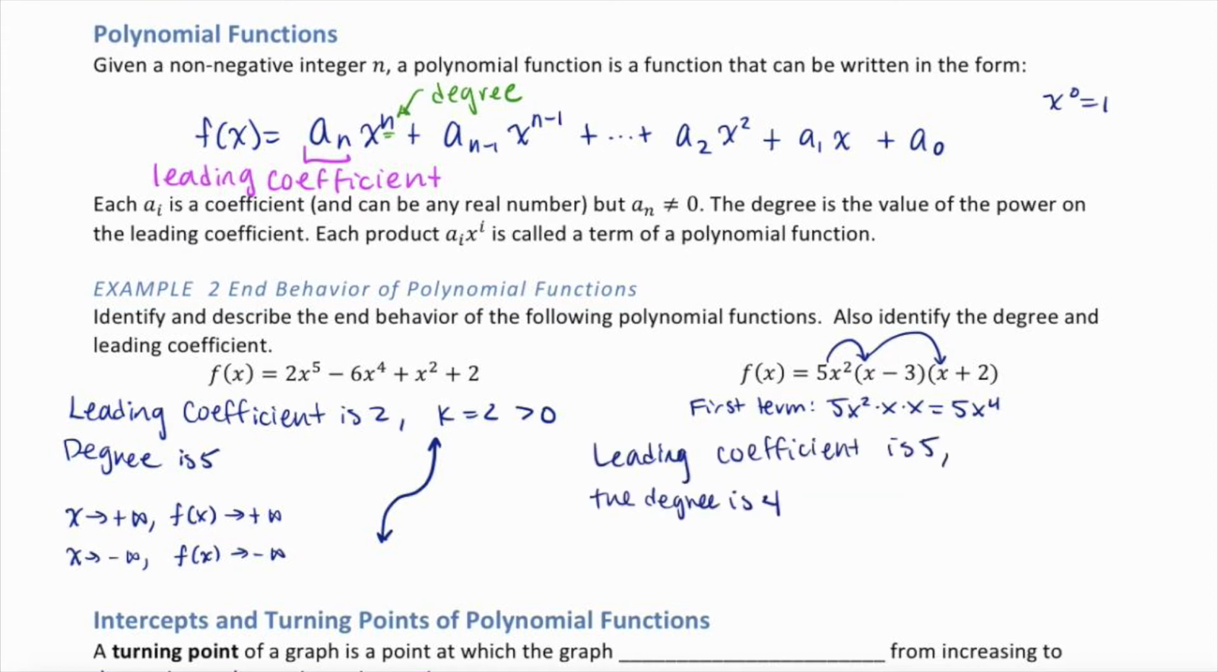Now, since the leading coefficient is 5, we say k equals 5, which is greater than 0, and our degree is even, so our graph will look something like this. There's going to be a whole other mess of stuff going on here, but in general, it's going to end up pointing upward despite whatever mess happens in the middle. So as x approaches positive infinity, f of x approaches positive infinity. As x approaches negative infinity, f of x should also approach positive infinity.